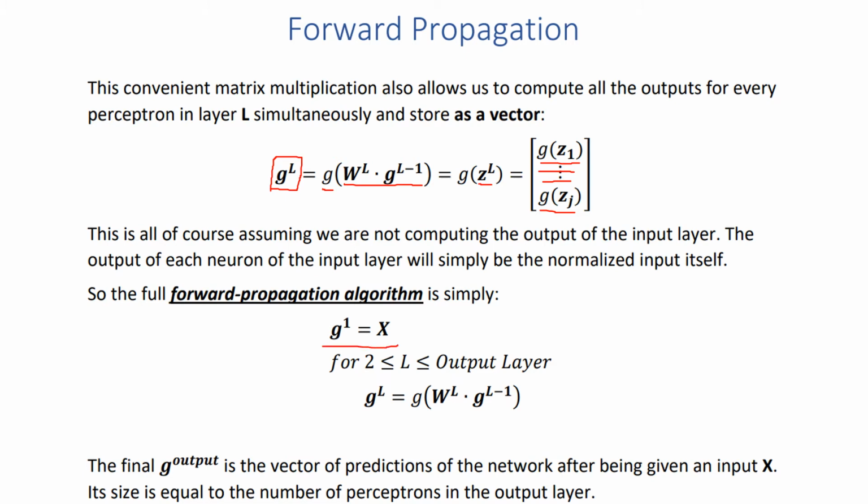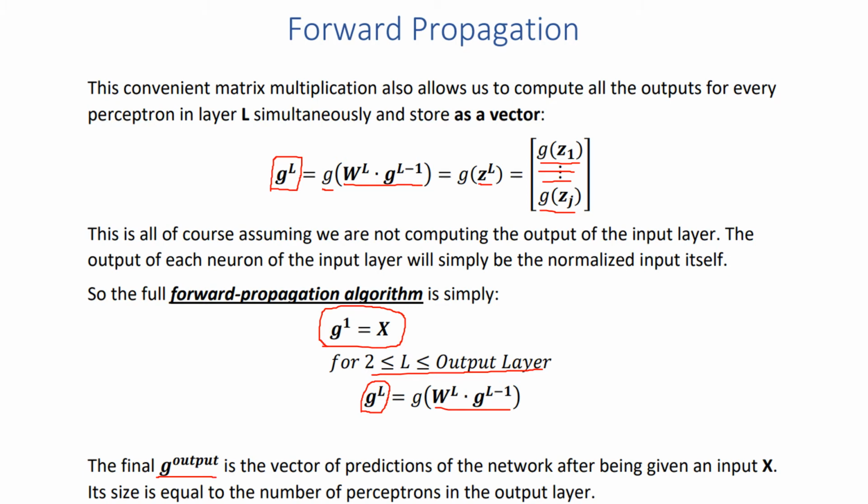Your very first g vector is just going to be the pixels of your image, for example. So g_1 is equal to x. Then for every other layer, the current vector is the activation function of the weights dotted with the activations of the previous one. And you continue that until you get to your final activations of your final output layer, which are going to be your predictions.